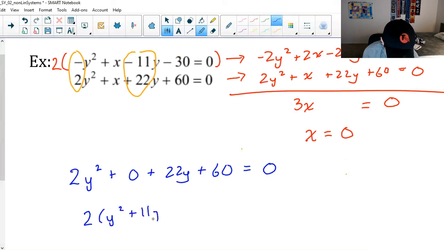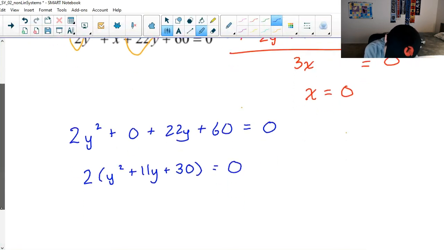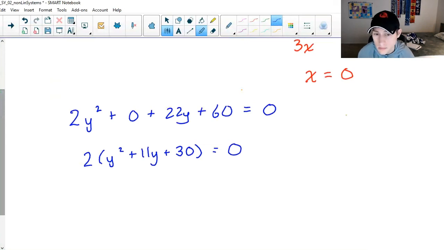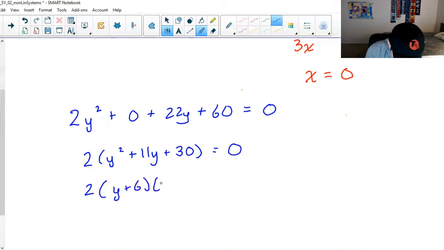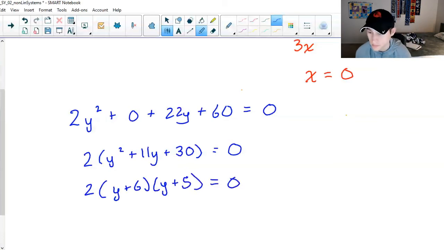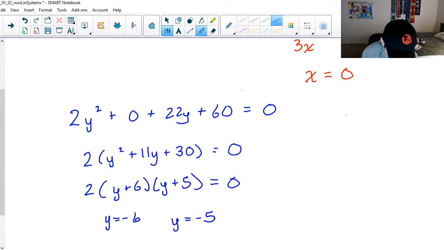y squared plus 11y plus 30 equals 0. Okay, that's nice because y squared plus 11y plus 30 factors into y plus 6 times y plus 5. Solving that, I would get y equals negative 6, and I would get y equals negative 5.